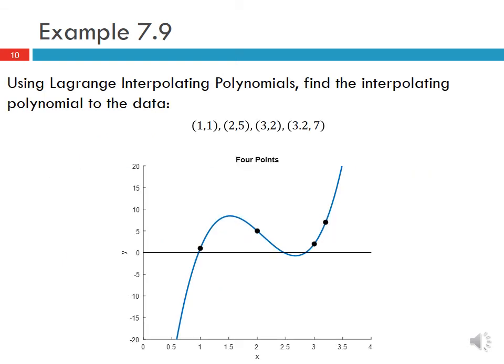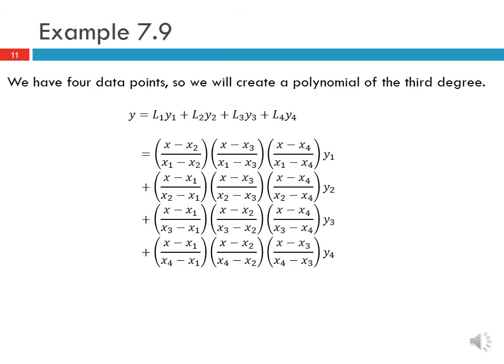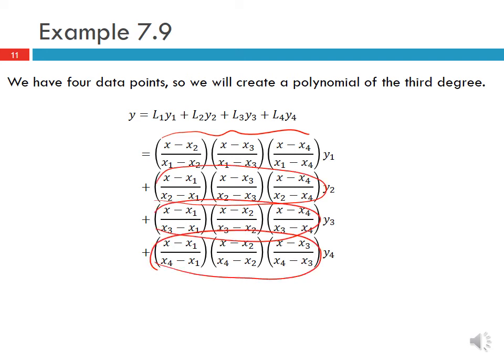Now we can add another point and use the Lagrange interpolating polynomials to find the polynomial of these 4 data points. So we have 4 data points, so we will create a polynomial of the third degree, which has the form shown here, L1y1 plus L2y2 plus L3y3 plus L4y4. Now using our product notation, the L's are expanded out here, where this is L1, this one is L2, L3, and L4. And if we plug in all of our values for x1, x2, x3, x4, y1, y2, y3, y4, we get the polynomial shown here.